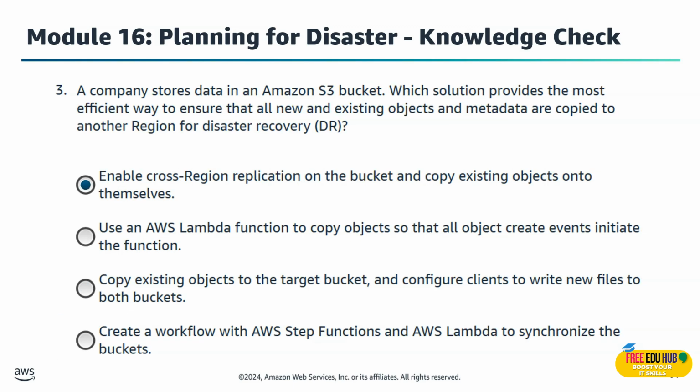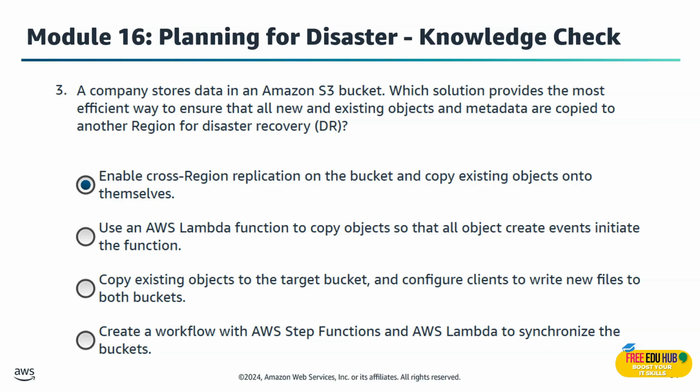Question number 3: a company stores data in an Amazon S3 bucket. Which solution provides the most efficient way to ensure that all new and existing objects and metadata are copied to another region for recovery, which is DR? The best answer is to enable cross-region replication on the bucket and copy existing objects onto themselves. S3 replication handles ongoing object and metadata sync. Seeding existing objects triggers them for replication without custom tooling.